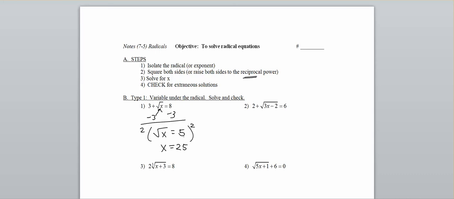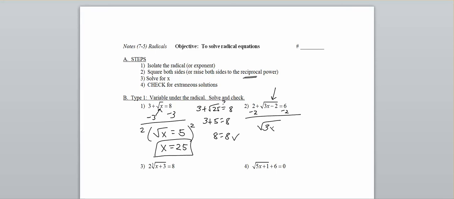So before I go ahead and box this, I'm going to say 3 plus the square root of 25, is that equal to 8? Well, 3 plus root 25 is 5. 8 does equal 8, so that check works, and I know that my solution is a solution to the equation. It's not an extraneous root. Let's look at number 2. Again, I want to isolate my radical, so let's start by subtracting 2 from both sides of the equation. 6 minus 2 is 4.